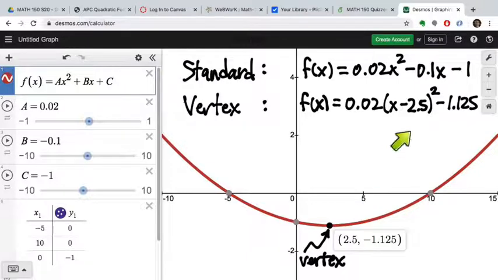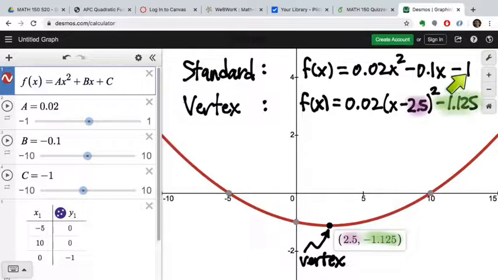The beauty of vertex form is that the coordinates of the vertex jump right out at us. The x-coordinate, 2.5, is sitting right here. And the y-coordinate of the vertex, negative 1.125, that's looking at me right here. Right? So there's benefit to that. But the vertex form doesn't show me what the y-intercept is anymore, right?